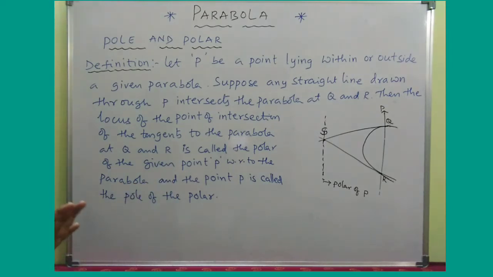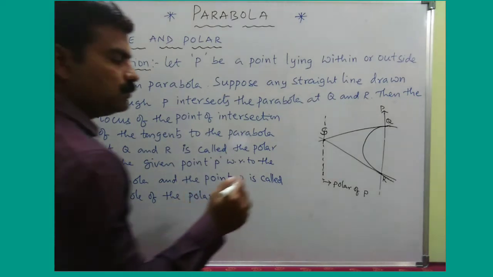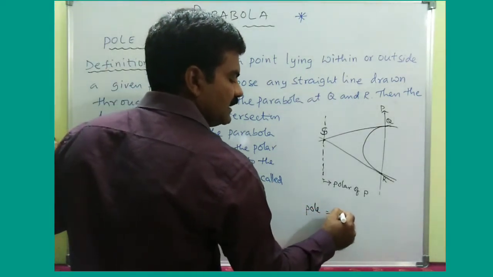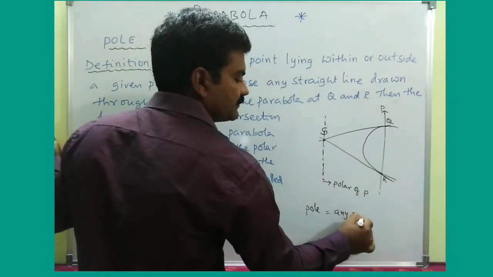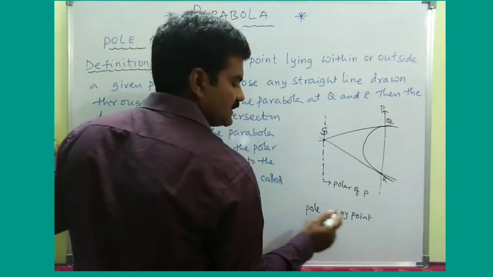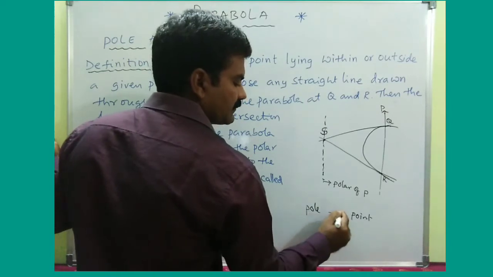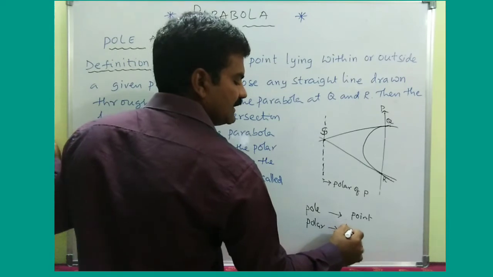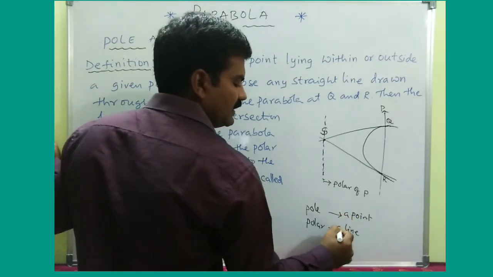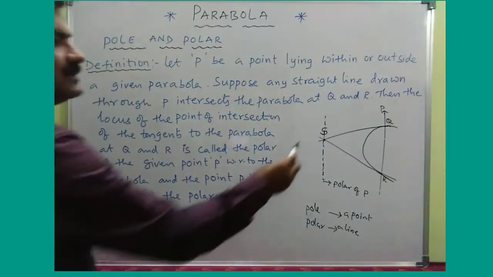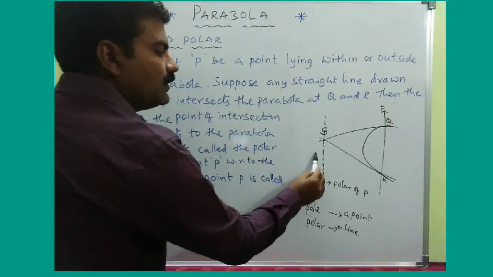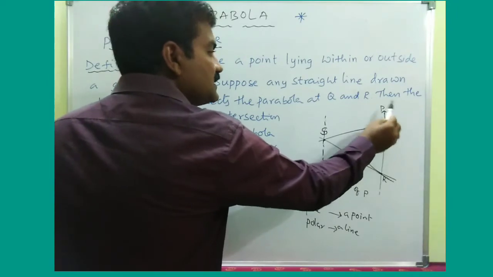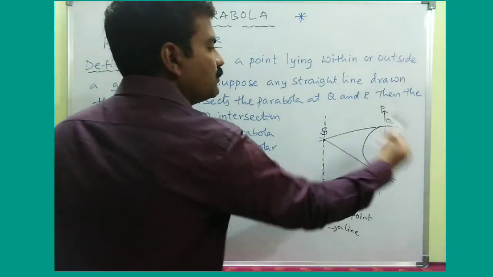Before this you must have an idea that a pole is nothing but any point. Please remember that a pole is nothing but a point. And what is meant by polar? Polar is nothing but a line. A point, a line. Now this line is nothing but the polar of this point P. And this point P is nothing but the pole of this polar.